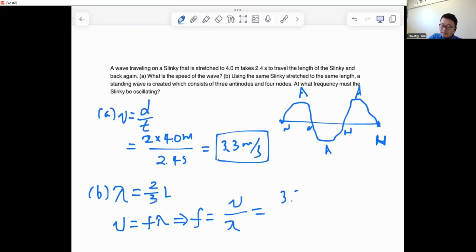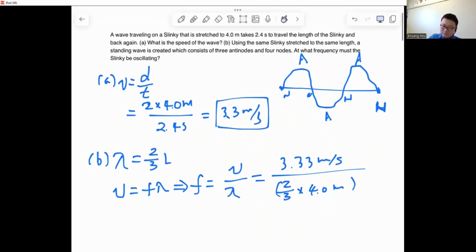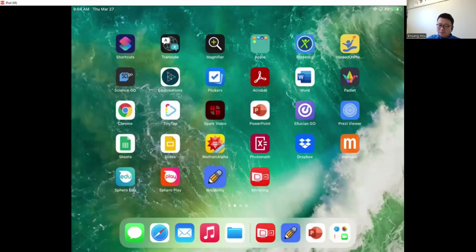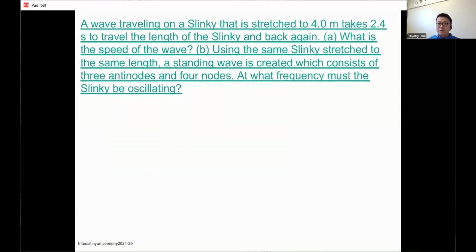So it's 3.33, actually let's keep one extra digit there, divided by 2/3 times 4.0 meters for the wavelength. And this will give you the frequency being, let me take a look at my notes, 1.25. So 1.25 hertz. All right, so that's this one here. Let's go back to the lecture notes.